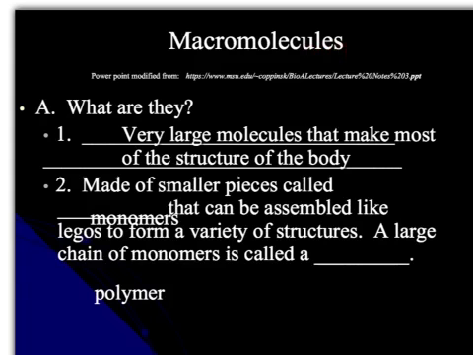And a molecule is a group of elements put together. So a macromolecule is a group of large molecules that make up just about every living thing. As we said before, they're made up of small pieces called monomers, and I apologize, I don't know why this is out of place, but all large chains of monomers, which would belong here, is called a polymer.